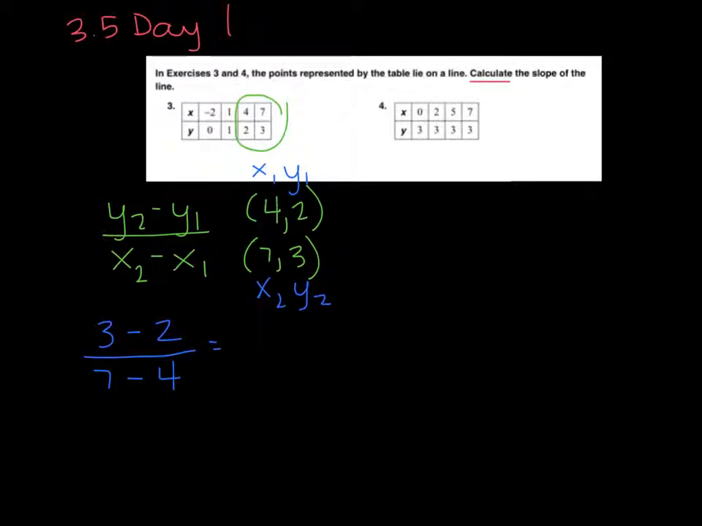Now I just do the math. 3 minus 2 is 1, and 7 minus 4 is 3. Therefore, the slope of this line, which is number 3, is 1/3. Okay? All right, you should be able to pause and complete number 4.